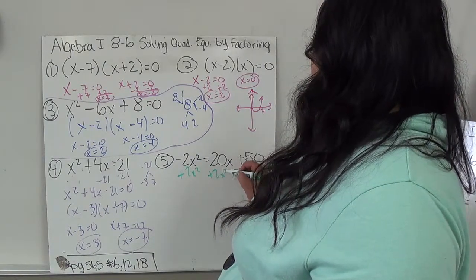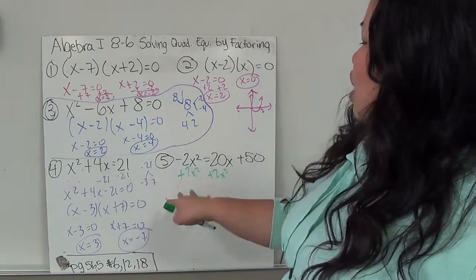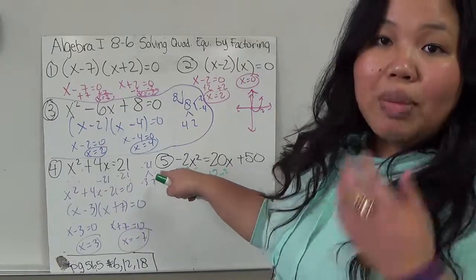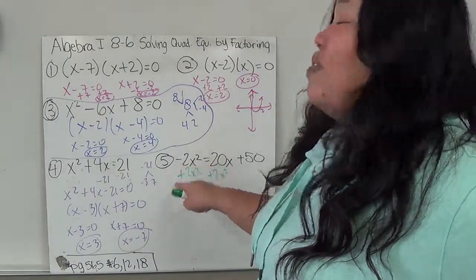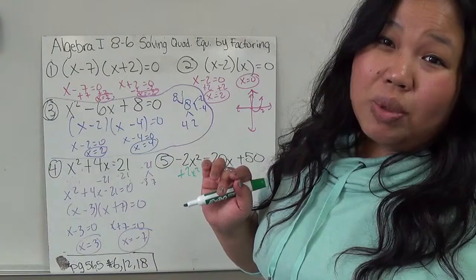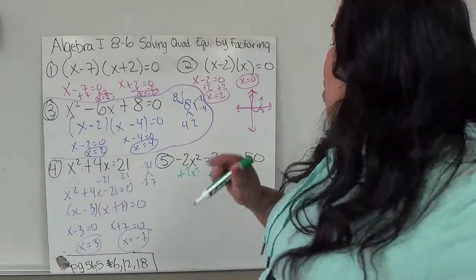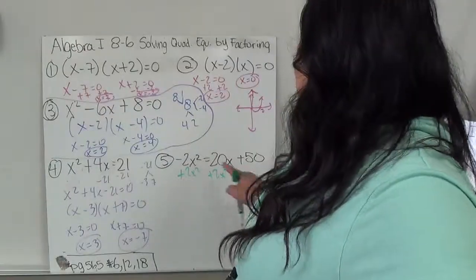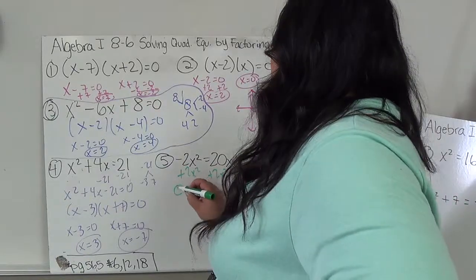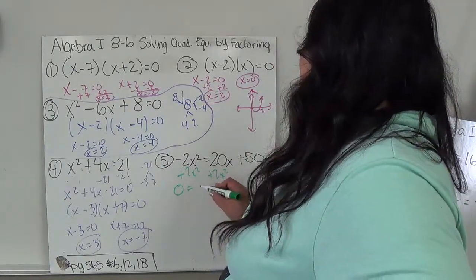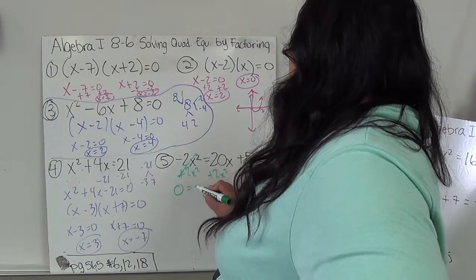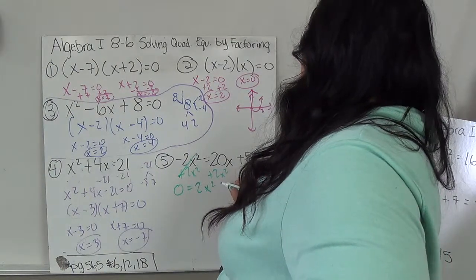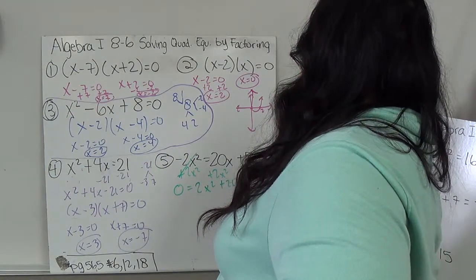It's better to do this side. I can move all this stuff over here, but then the number in front of here is going to be negative, which makes it a little more complicated when you're trying to test things out. So it's just easier if you try to make this positive. And it doesn't matter which side the 0 is on. So this cancels out, and I end up with 2x squared plus 20x plus 50.